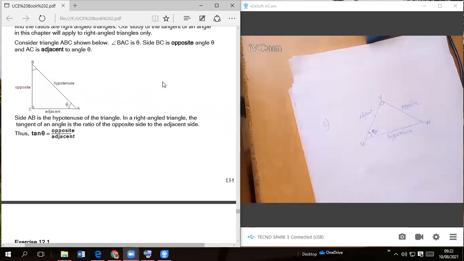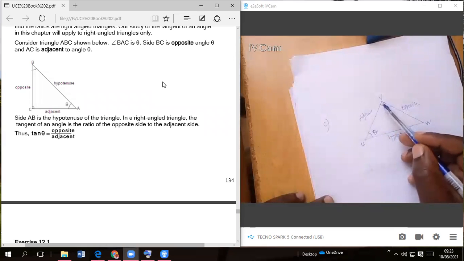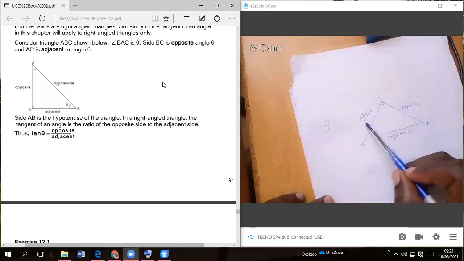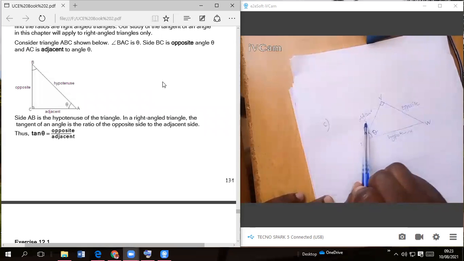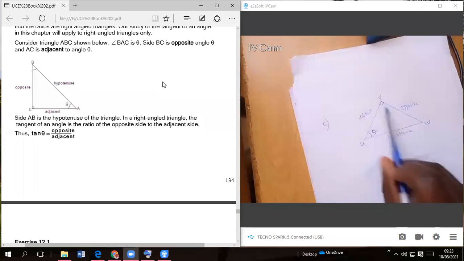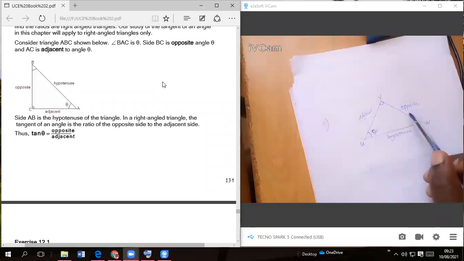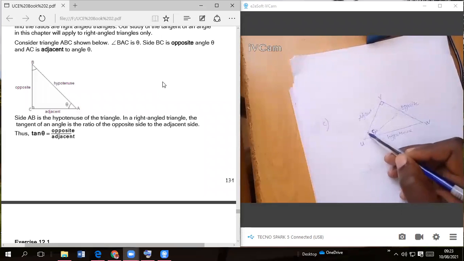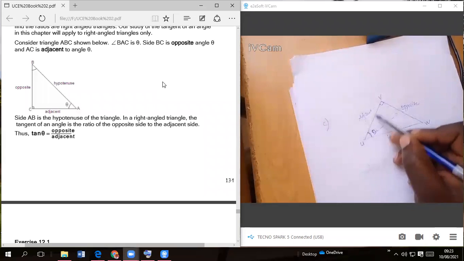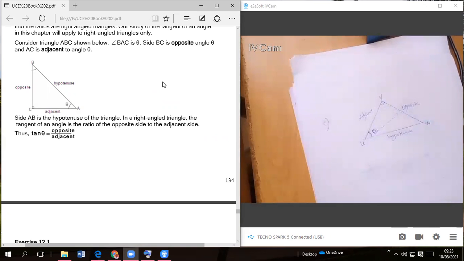So bear in mind that for the sides that have an angle of 90 degrees in between them, one is opposite and another one is adjacent. The side that is far away from the angle is the opposite, because the angle is here. So this side is the opposite, then this side becomes the adjacent, and this one is the hypotenuse.